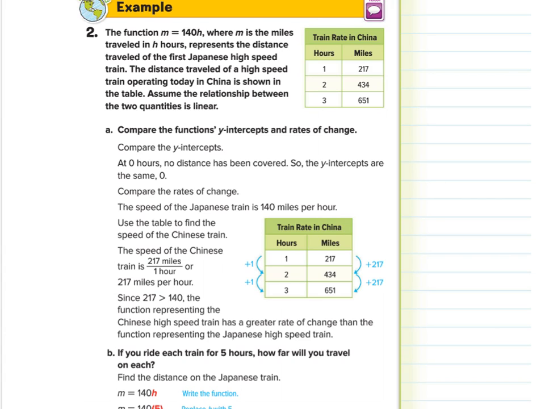Like in example 1 where we had to calculate the slope or the rate of change from a graph, now we have to do the same thing but from a table. And you can see where they looked and said, okay, from 217 to 434, I'm going up by 217 per hour. Same thing from 434 to 651, I'm going up by 217 per hour. And so 217 miles per hour is the rate of change for the Chinese high-speed train.